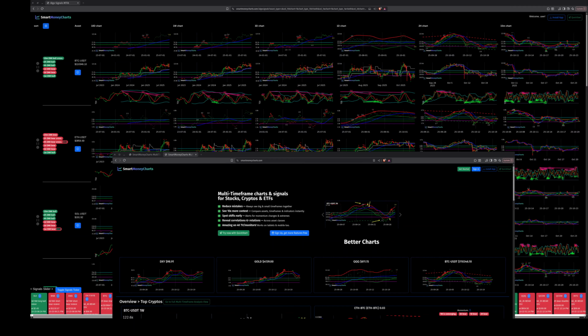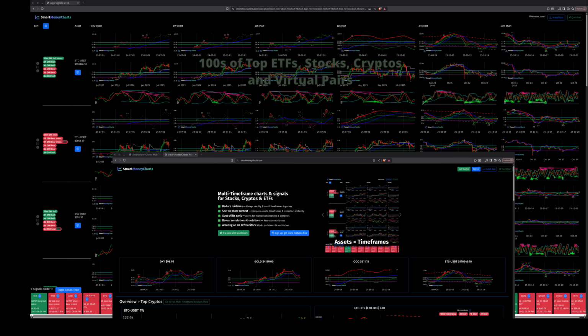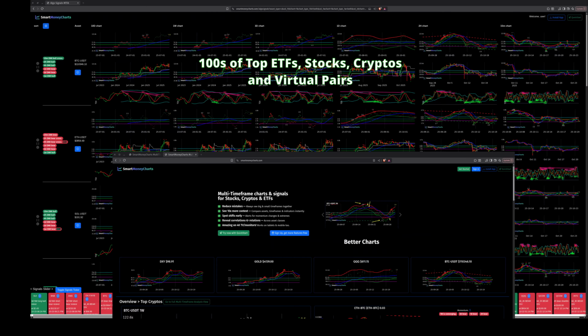Most of us don't have 20 monitors, and even if we did, that wouldn't be enough for all the time frames for all the assets we care about. So that's why Smart Money Charts was made, because you have a list of all your top ETFs, stocks, currencies, cryptos, all in one place in a list that you can scroll. And we'll get more into that later.